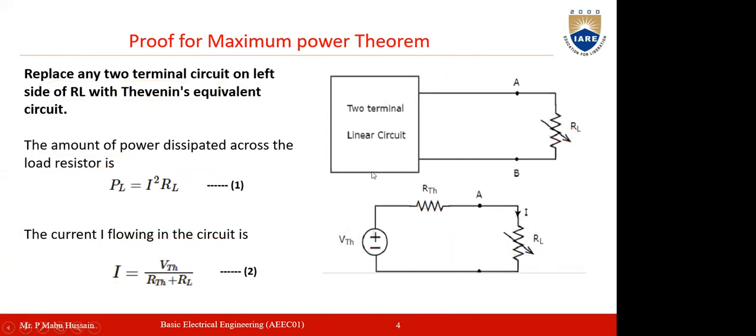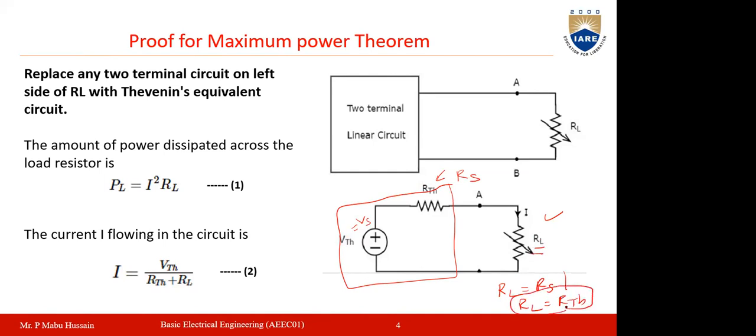So any linear circuit will be replaced by one Thevenin's equivalent circuit. Okay. So now this Thevenin's resistance will be the same as the source resistance. So this V Thevenin you can assume as Vs, the source voltage. Now in this circuit, the maximum power will be delivered to the load RL whenever this load resistance RL is equal to RS. So RL equal to RS is nothing but RL equal to R Thevenin.